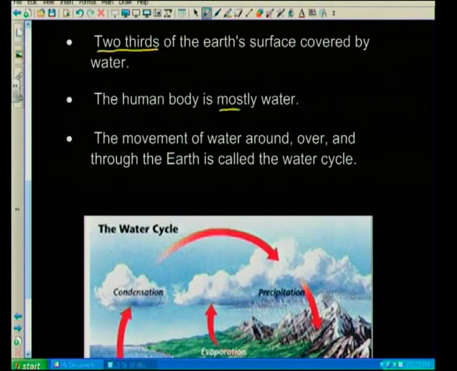Now, if you just think about the human body, our human body mostly consists of water. About 82% of your blood is water, about 70% of your brain is water. So water is a very important component inside of your body, just as water is important in the biosphere. All right, so like I said now, the human body is mostly water. Now you're going to learn more about this when you do the human body.